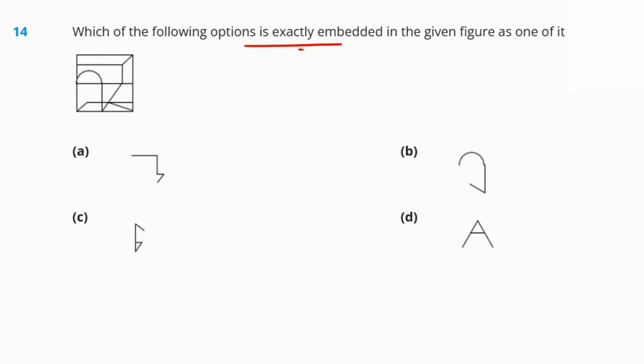Which of the following options is exactly embedded in the given figure as one of its parts? Option A, is it present? Yes, over here. So that's the answer. Over here, option A is present. So option A is the answer.